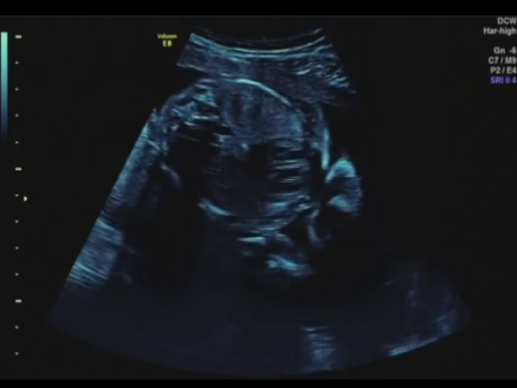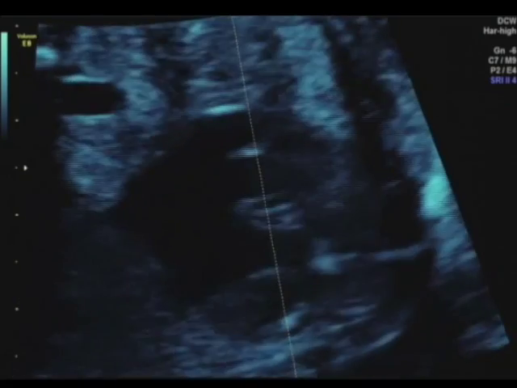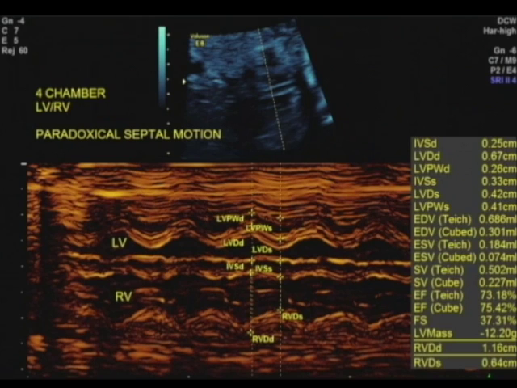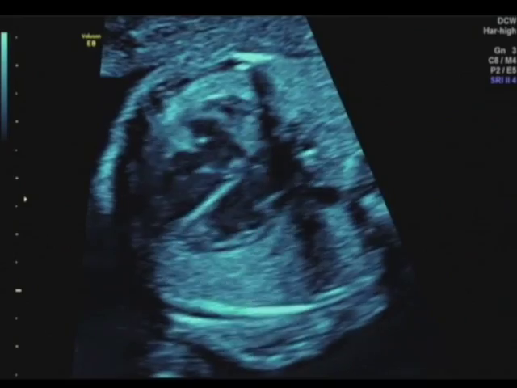A good way to prove that is an M mode. So here we are looking through the septum, and notice right away that the left ventricle is smaller than the right ventricle, but also that there's paradoxical septal motion.